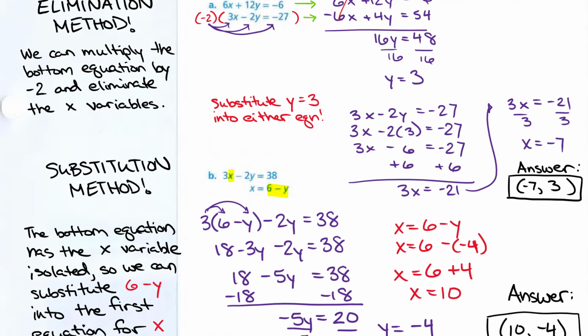All of the methods will give you the same answer, but we want to select the method that's best for that situation. If both of our equations are in slope-intercept form, maybe we'll just graph them and see where they intersect. If one of your variables, like number 4 part B, is already isolated, then we can use our substitution method. But if neither of your variables are isolated, then the elimination method will be a great strategy.